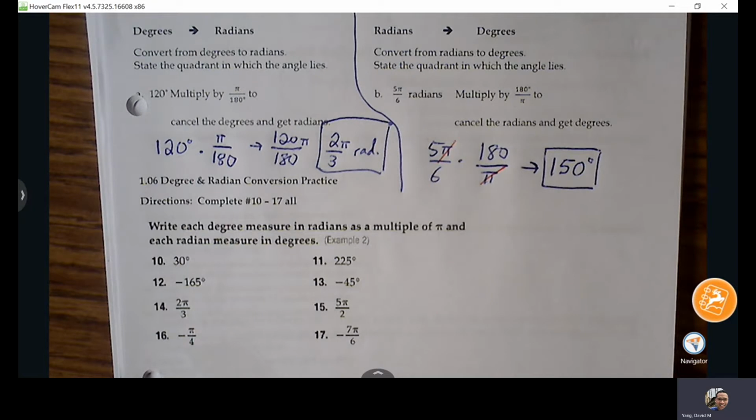Okay, any questions? This should be quick. You can go through 10 through 17. If you start with degrees, you multiply by pi over 180. If you start with radians, you multiply by 180 over pi. In your answer, make sure you provide the notation: if it's radians, put RAD, and if it's degrees, make sure you have the degree symbol. Take a couple minutes to finish those. I'll walk around and we can check our answers. Feel free to use your calculator.